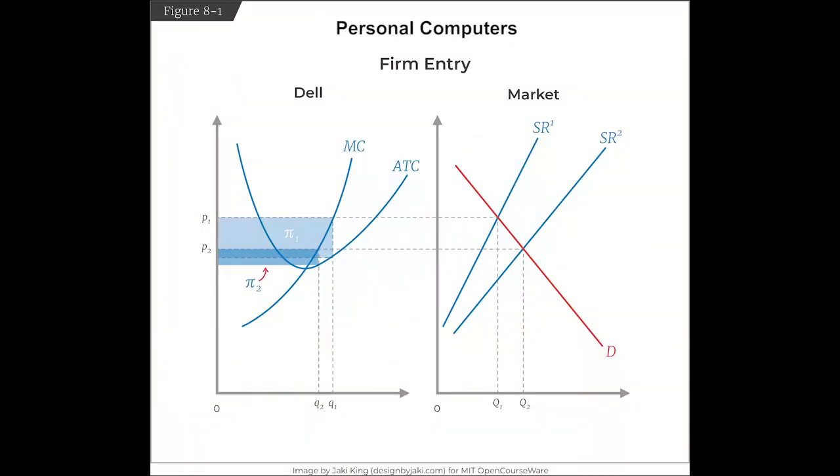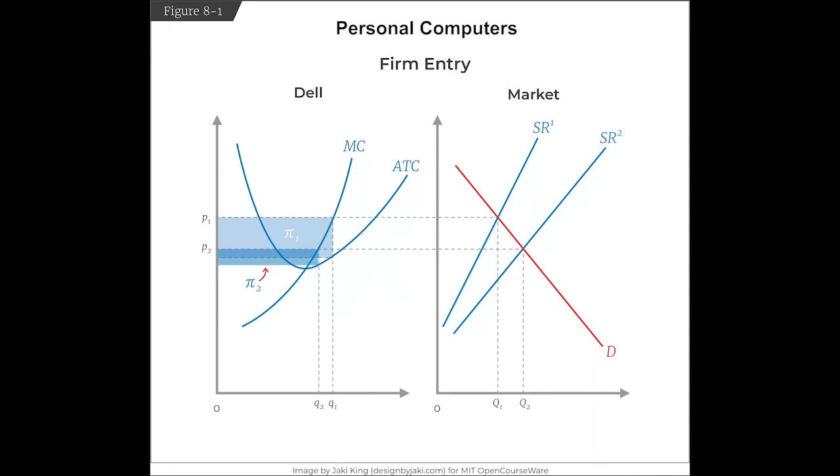So now we're back on the right. In the market, as more firms enter, let's assume there are more firms identical to Dell. That's our perfect competition assumption. Each firm that enters is sort of identical. So more firms just like Dell enter, Gateway, all these guys start entering, okay? And you shift to SR2, a flatter curve. That intersects the demand curve at the new price P2.